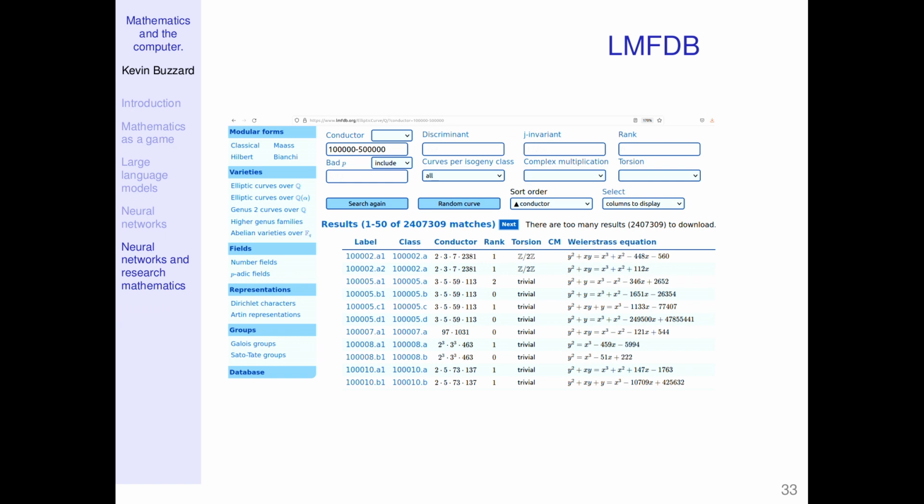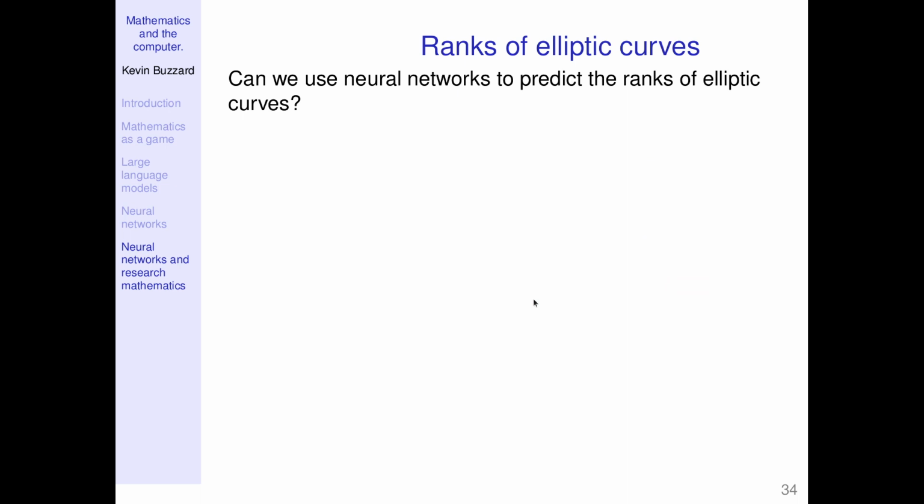So here's a screenshot of the lmfdb.org website, which has just got lists and lists. I asked it to tell me all the elliptic curves of conductor between 100,000 and 500,000. And it says, oh yeah, I've got 2.4 million of those. Here's the first few. I don't know if you can see them, but here's a bunch of cubic equations in two variables. And here is the rank: 0, 1, or 2 for each of these examples.